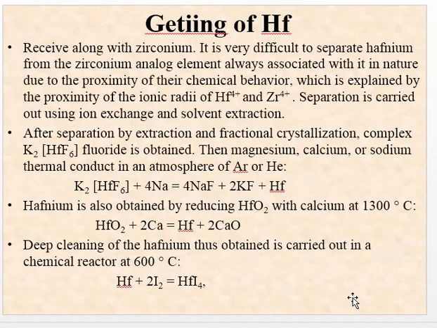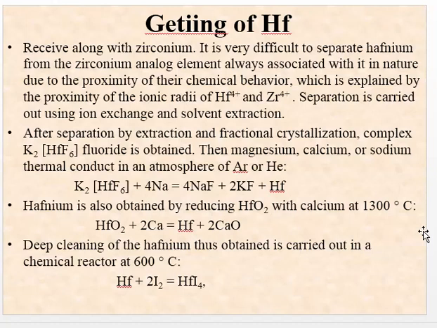But how can we get hafnium? Received along with zirconium, it is very difficult to separate hafnium from zirconium. It is an analog element always associated with it in nature due to the proximity of their chemical behavior, which is explained by the proximity of the ionic radius of hafnium and zirconium. Separation of hafnium 4+ and zirconium 4+ is carried out using ion exchange and solvent extraction.